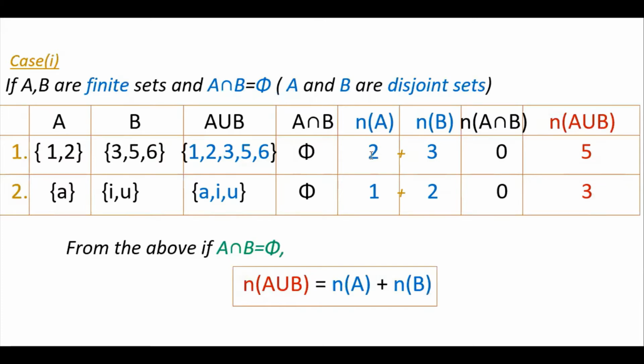So here n(A union B) is 5 and here n(A union B) is 3. If you observe, 2 plus 3 is 5, and here 1 plus 2 is 3. So n(A union B) is equal to n(A) plus n(B), in case A intersection B is equal to an empty set.